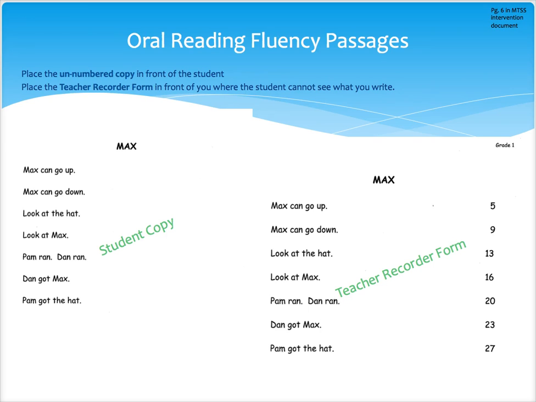Max on the left would be the student copy where it is clean and has no numbers along the right-hand side. The teacher recorder form is on the right. It will have the grade level and it will also have the number of words up to that point on the right-hand side. Do remember that they include the title in the total words read, so please do not read the title to the students. So as you see, the count goes up to 5 words, so that's 5, not just 4, that starts at the passage.